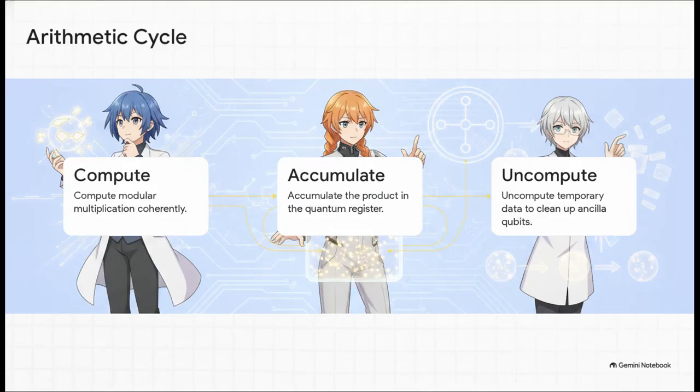Let's walk through the steps of this critical arithmetic cycle. First, you compute modular multiplication coherently. Second, you accumulate that product right in the quantum register. And third, you uncompute temporary data to clean up the ancilla, or helper qubits. This step 3 is absolutely vital.